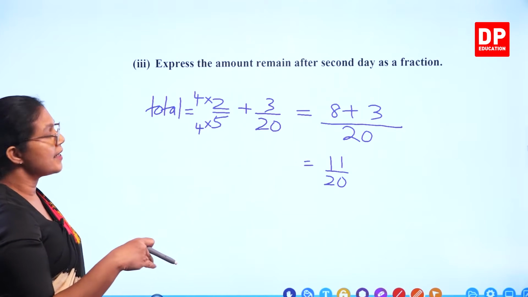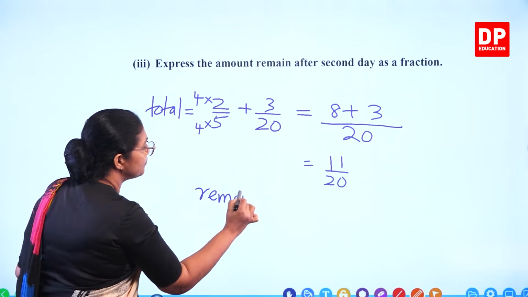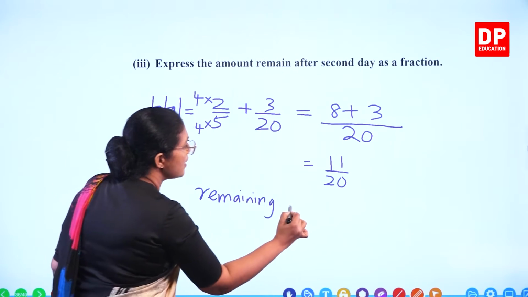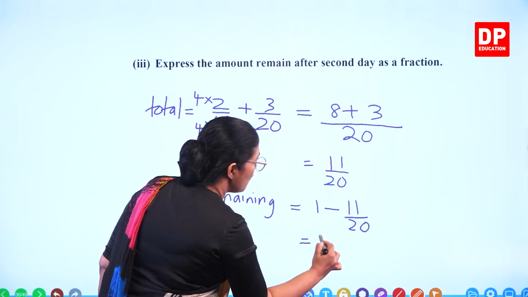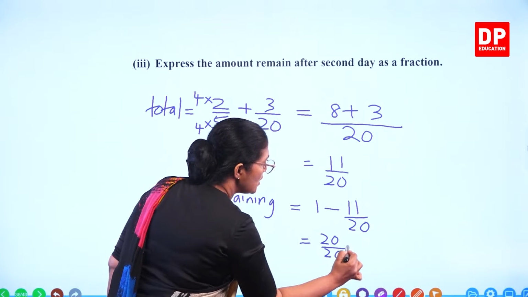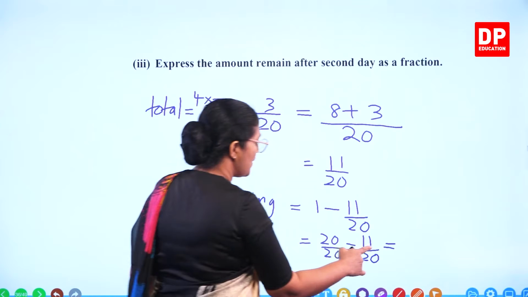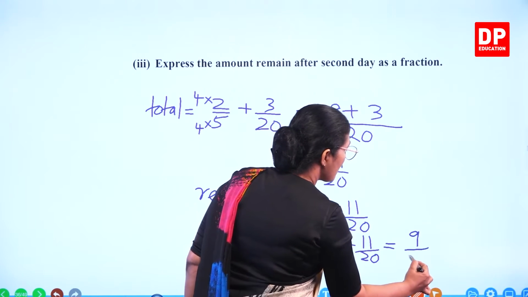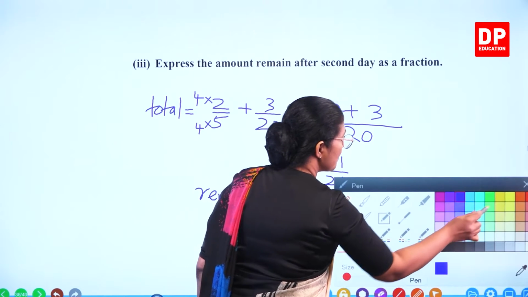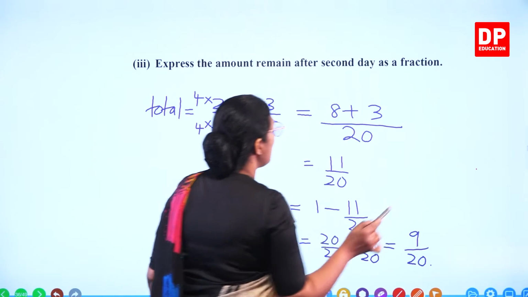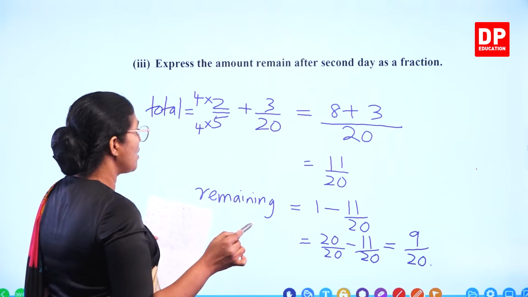Then for the remaining amount, you have to take 1 minus that. So the remaining amount is 1 minus 11/20. 1 you can now write as 20/20. Subtract: 20 minus 11 is 9. 9/20 parts are remaining. So how many marks for this part? You are getting 3 marks for that.